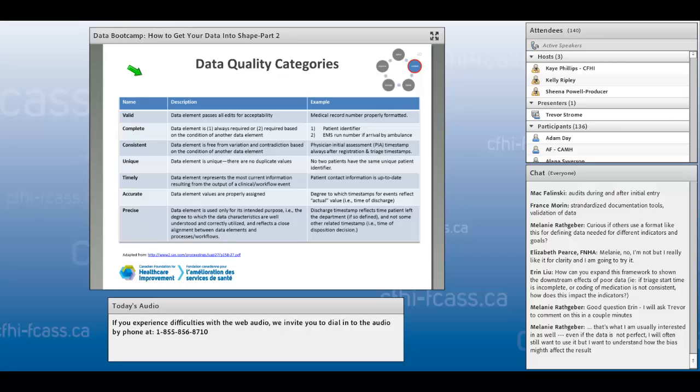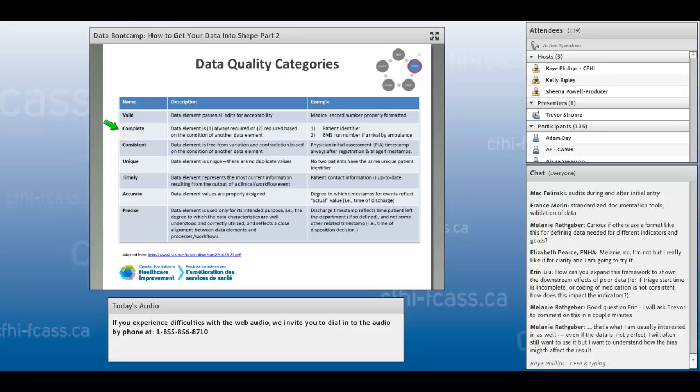For example, if we look at the data quality category of valid, this means that if a field is valid, the data passes all edits for acceptability. This could be, for example, that the medical record or identifier number is formatted properly. We see this in health insurance numbers that have spaces after every three digits, or dashes in there. If the accepted format is to have none of those, we want to make sure that we have validly entered data.